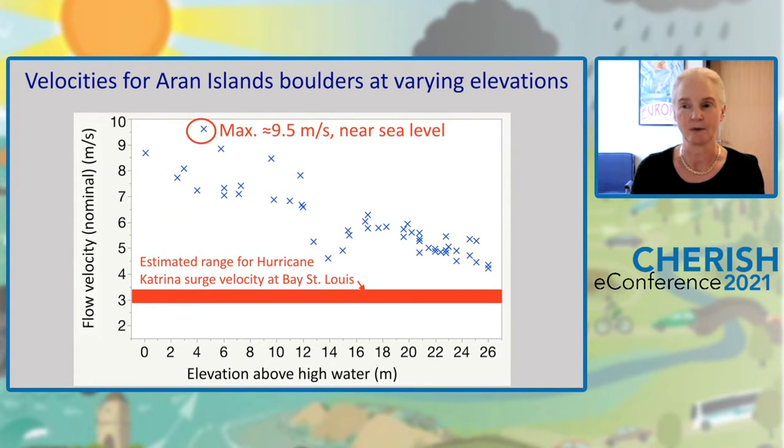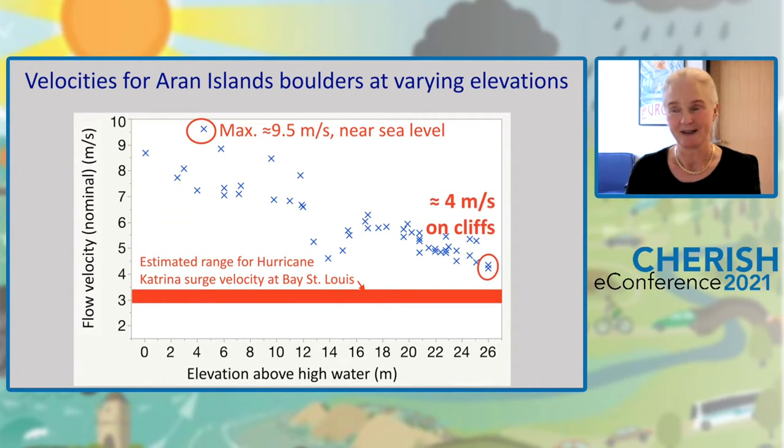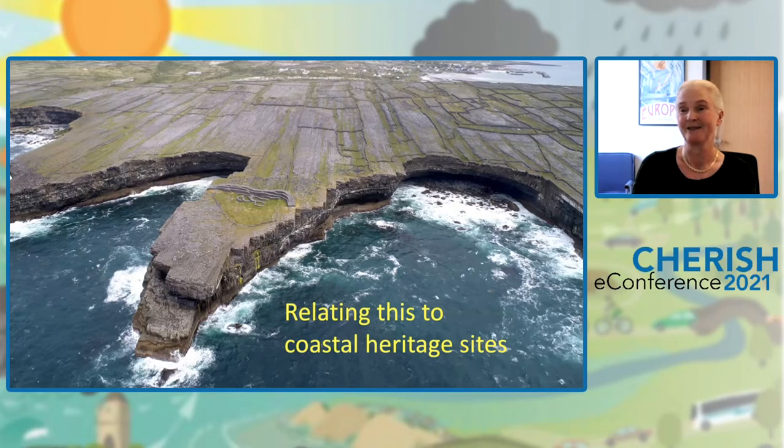This particular boulder was a 620-ton block that moved on Inishmore. But here on the tops of these 26-meter cliffs, and this includes the Dún Dúchathair site, we had flow velocities of at least about 4 meters per second. Those 4 meter per second velocities are greater than what it would take to knock out an interstate bridge crossing a bay in the US. So relating these to these coastal heritage sites in a little bit more specific detail.